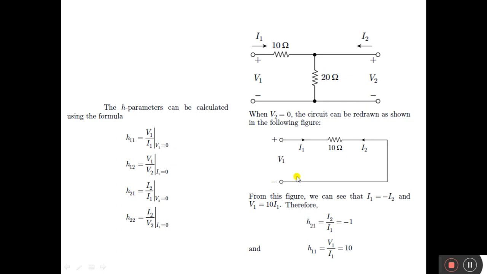See here, I can get V1 by I1 directly, equal to 10. So H11 equal to V1 by I1, that is 10. Both currents are in opposite directions, so I1 equal to minus I2. From this we can say H21, the value of I2 by I1, equals minus 1.